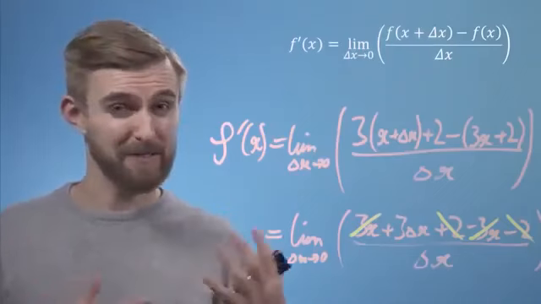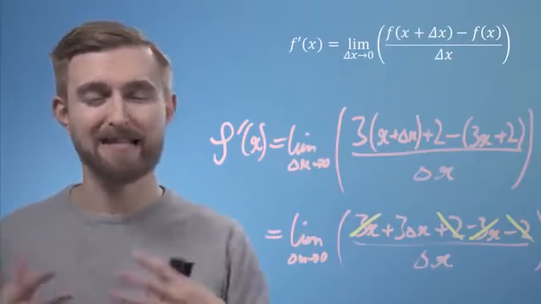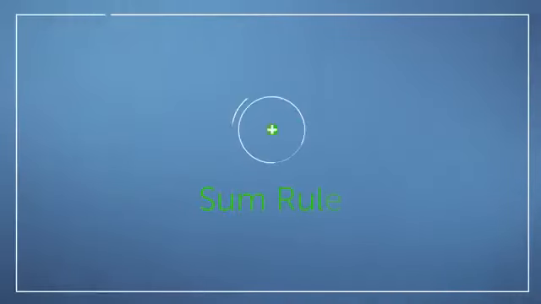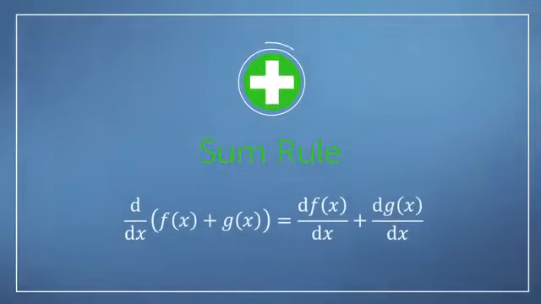We could have differentiated them separately and then added them together and still got the same result. This interchangeability of the approach is called the sum rule, and it's pretty handy. Let's now try a slightly more complicated example.